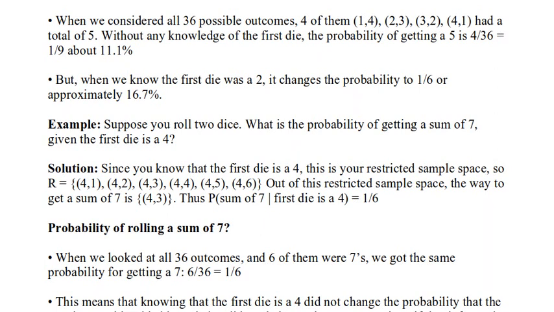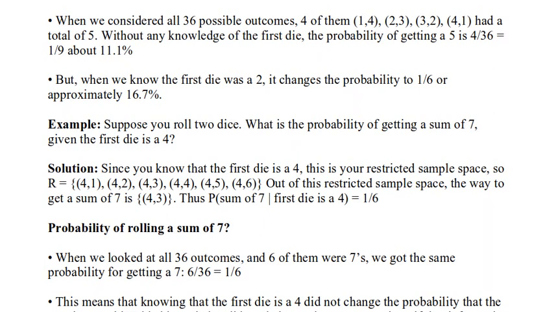So without any knowledge of the first die, the probability of getting a 5 is 4 out of 36, 1/9, or about 11.1%. But when we knew that the first die was a 2, it changed our probability to 1/6, or approximately 16.7%. In other words, knowing that the first die was a 2 increased the probability that we would roll a sum of 5. So one thing affected the other.